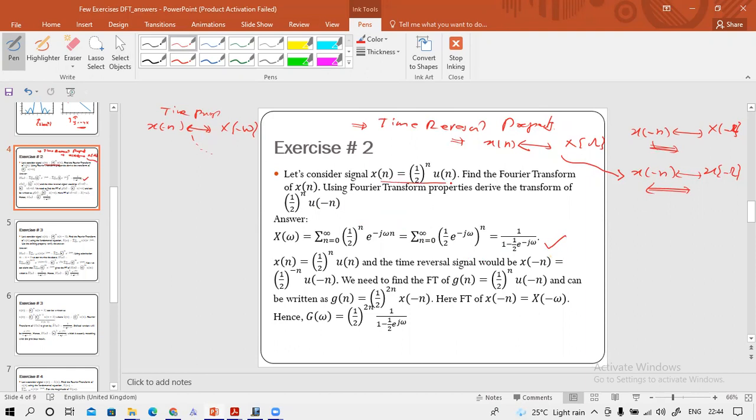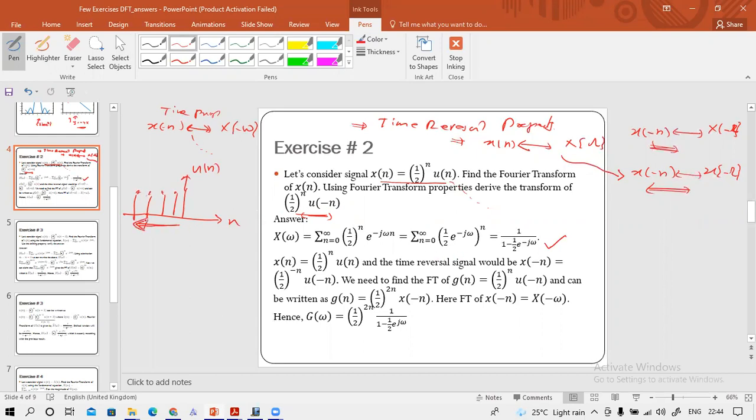We have found the Fourier transform of this signal. After that, we are asked to find the Fourier transform of this signal. So it is u[-n]. That means it is this side, no? This side like this. So this is u[n] and this is u[-n]. So it is a minus sign. This is a time reversal signal, no?